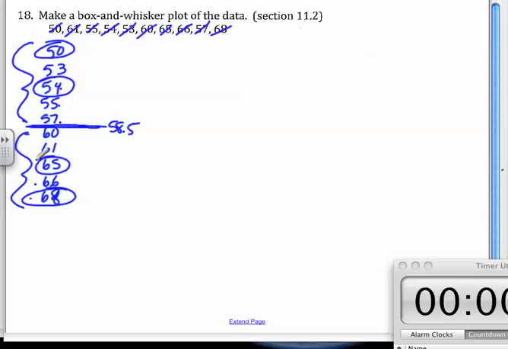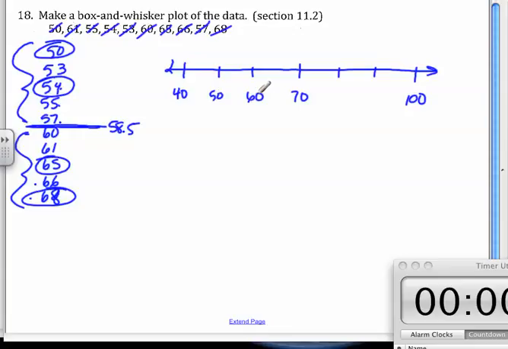So if I were going to do this box and whisker, I'd make my number line go probably from about 40 to 100. We'll make this 40, make this 100. That means that this is 70. So 40, 50, 60, 70, 80, 90, 100, something like that would be fine. You don't have to get this exactly the same every person. Okay? So the lower extreme is 50. The upper extreme is 68.